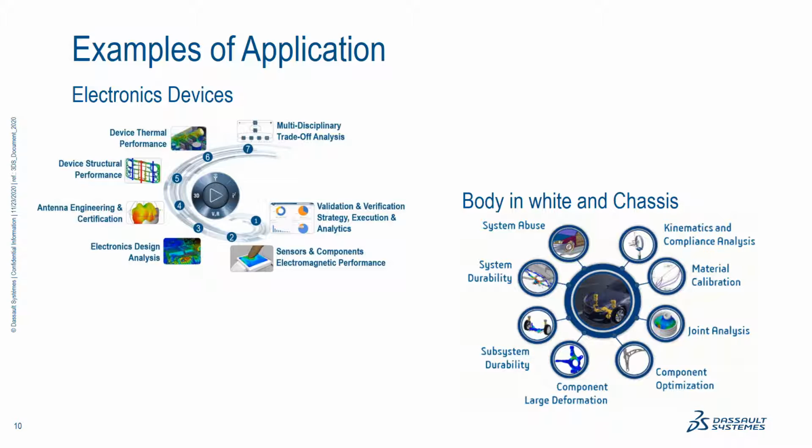Similar examples are for electronic devices. So here we have PCB, we have EMC topics. We have thermal performance, again structural performance also. And another big topic is that of body in white and chassis components, especially in the automotive industry, where we're having huge sheet metal assemblies with welds and spot welds, etc., that we need to model and analyze.